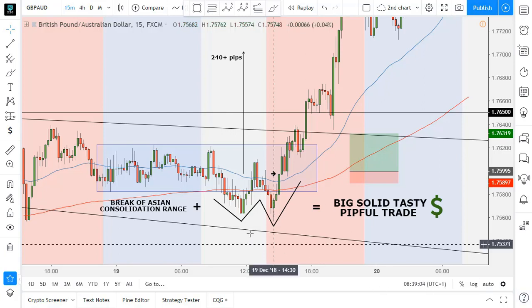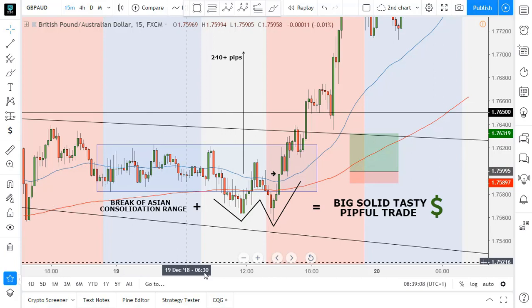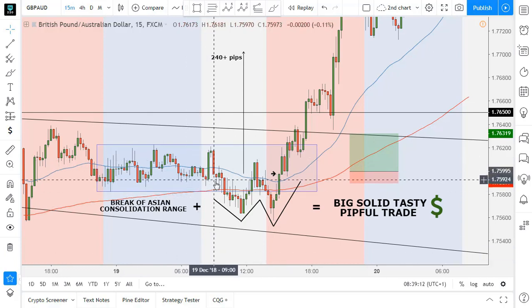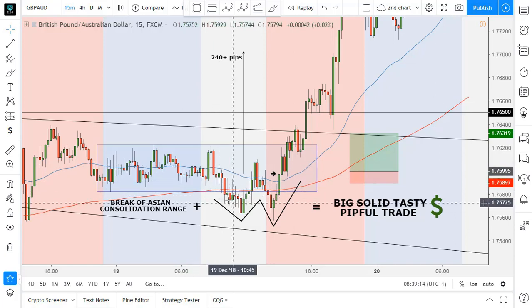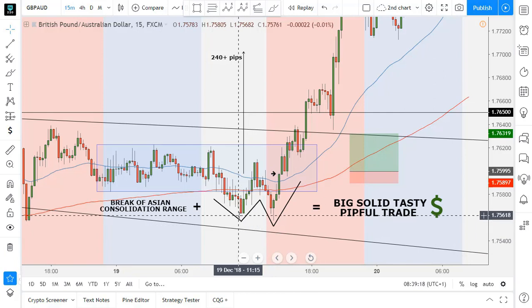Okay, so we have a consolidation range of Asian session. We're gonna wait for that break of the consolidation range, and it's gonna be a false move, obviously. This break, we're not gonna go short. We're gonna wait for our pattern. So break plus W equals money, okay? That's your homework. You're gonna go over your chart and you're gonna study this. Look for the break of the Asian consolidation range and then look for the pattern, and you'll always see it.